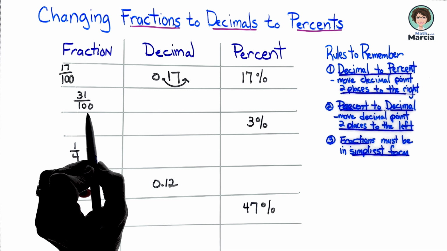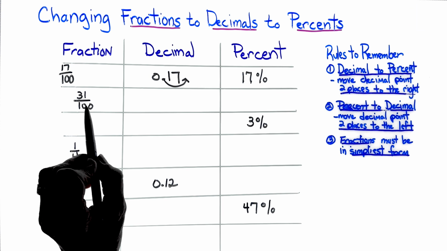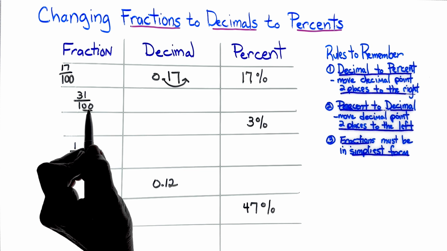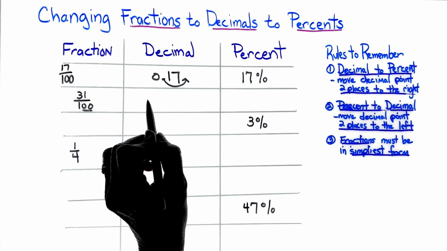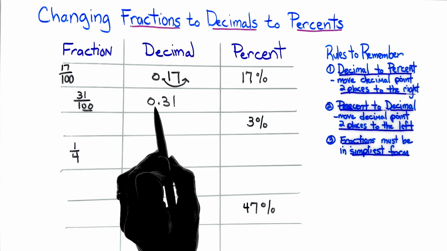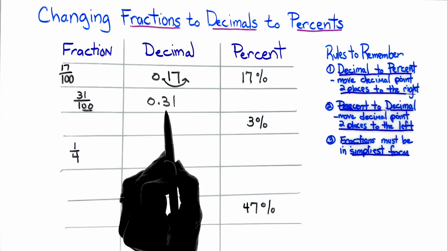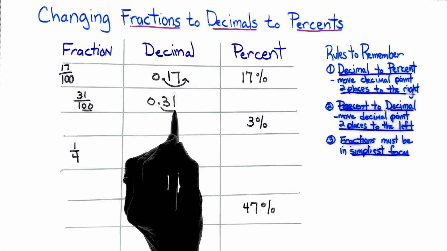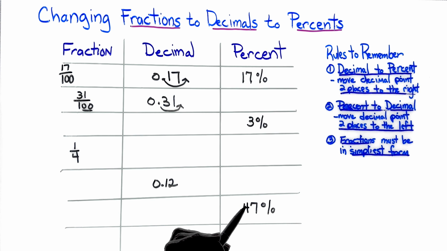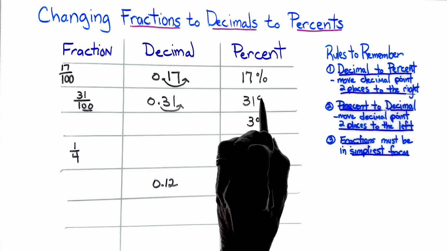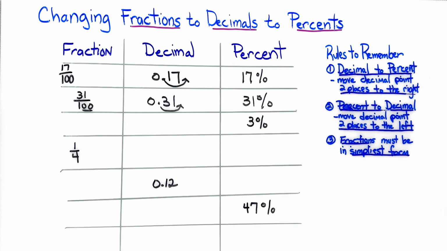We have 31 hundredths. Well, that fraction is in simplest terms also, because there's not a factor that they share. But now let's write it as a decimal. We know that I said 31 hundredths, so we're going to have 2 decimal places. And you would write it as 0.31, and it says 31 hundredths. Now, the rule says when we change a decimal to a percent, we are going to move the decimal point over 2 places to the right, and that answer is 31%.